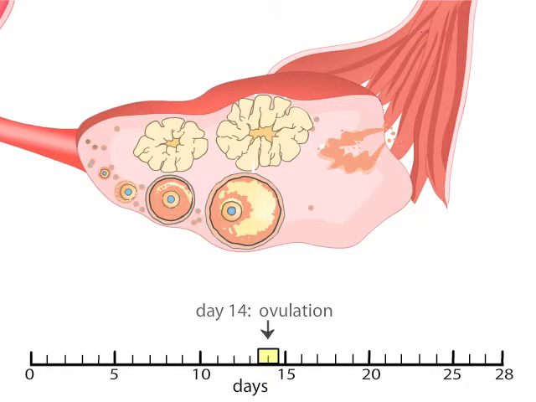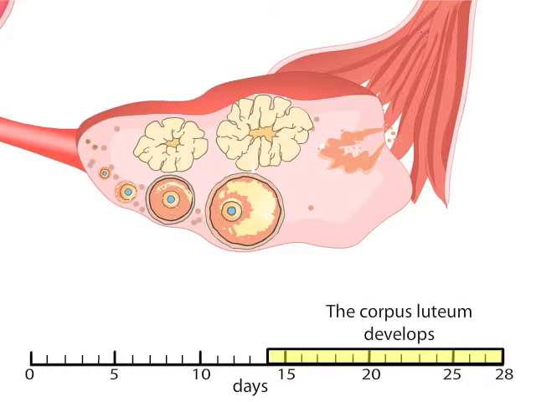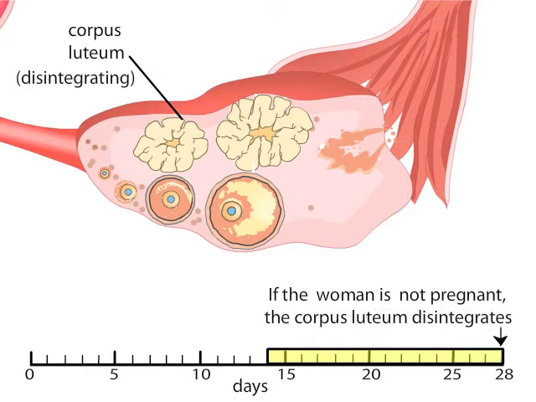The follicle cells that are left behind develop into a small mass of endocrine tissue called the corpus luteum. The corpus luteum remains in the ovary for 2 weeks, secreting the hormones estrogen and progesterone. At the end of the ovarian cycle, if the woman is not pregnant, the corpus luteum disintegrates.